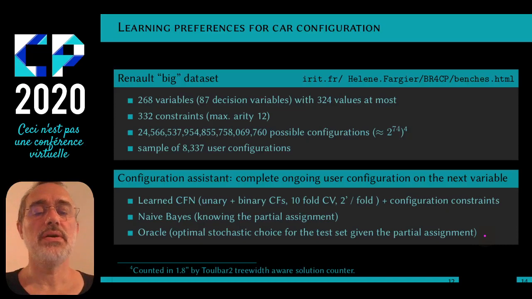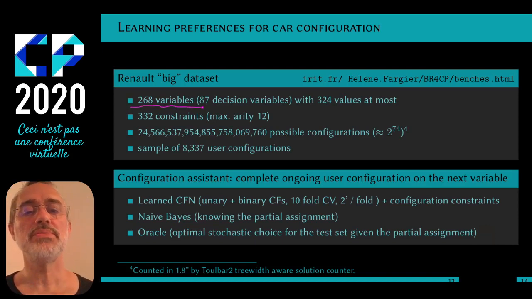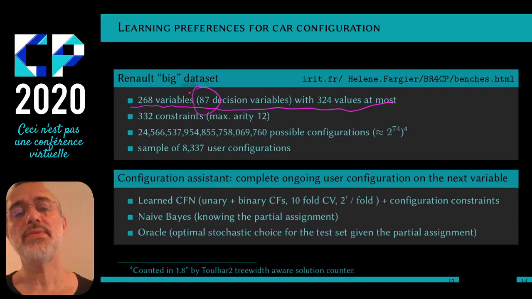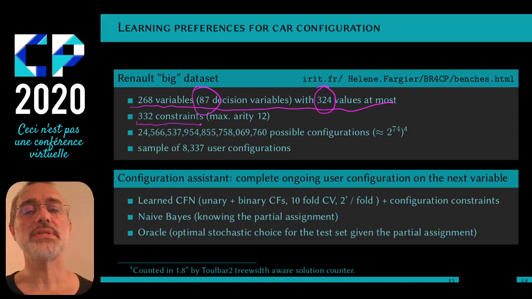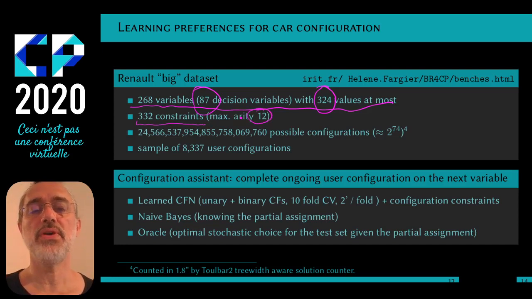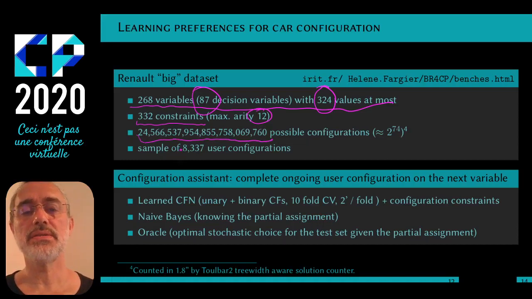We also tested this on this car configuration problem, provided by Renault and Hélène Fargier. Well, you see the size of the problems. Actually, only 87 variables are decision variables. And even if there are large domains, most of the variables are Boolean. We have this number of constraints, maximum arity 12, provided as tables in XCSP format. And if you look into this, you can see that this van, because it's a van, has a huge number of possible configurations. And beyond these constraints, we have a set of roughly 9,000 user configurations.